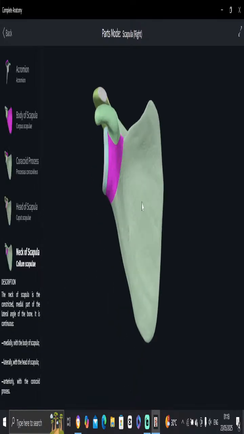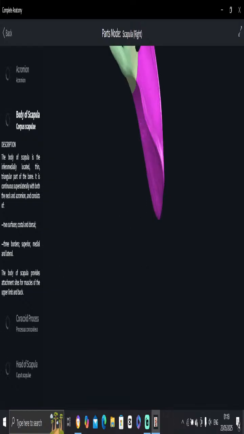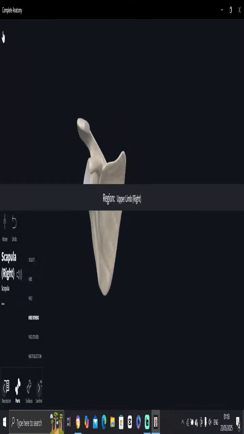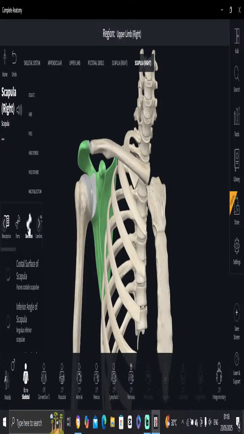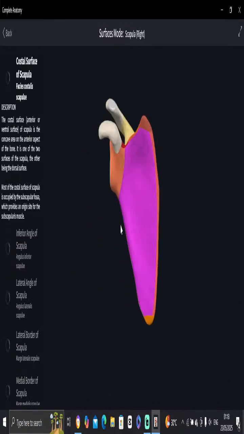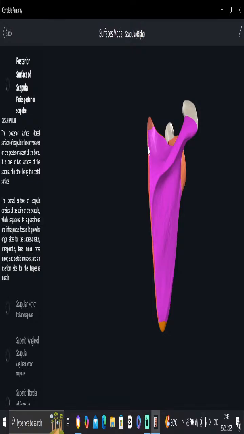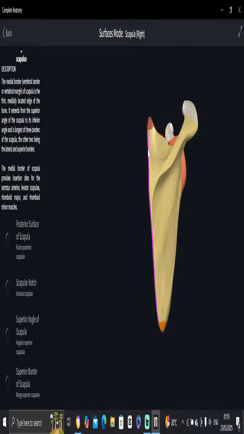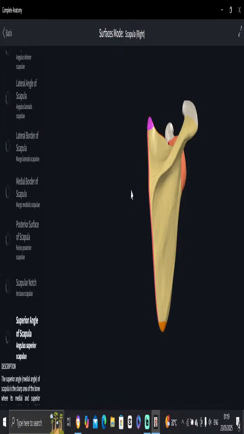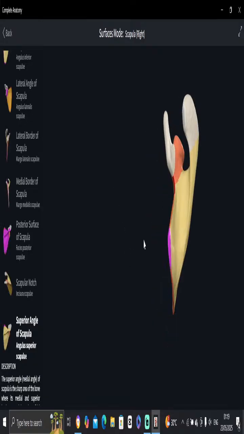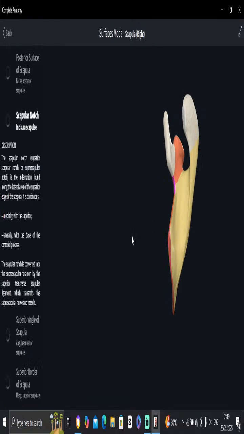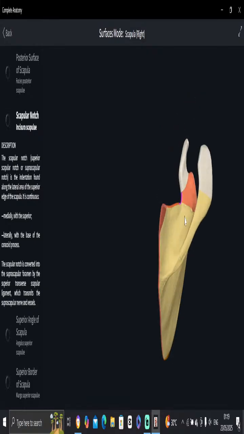Then we have the neck, of course, the body that we've talked about. So basically those are the parts of the scapula. Then we've talked about the surfaces, the costal surface. So we talked about the costal surface, we talked about the dorsal surface, which is the posterior surface. We talked about the superior angle of the scapula. Then we talked about the scapular notch. So this is the scapular notch.